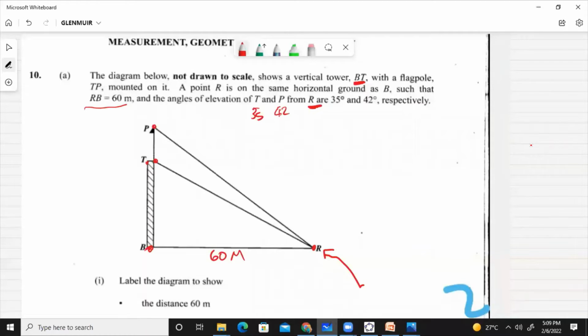Let's mark our angle. R. Remember, the angle of elevation is between the horizontal line and the line of sight. The line of sight means you're looking along that line towards the thing. So like, I'm just going to mark one.